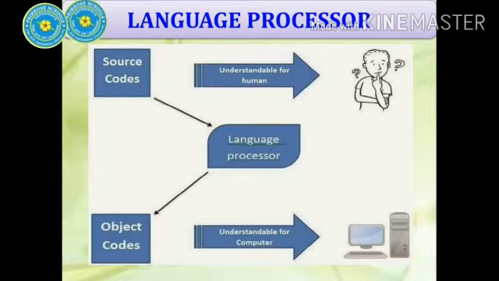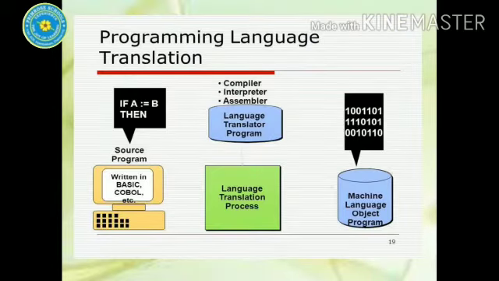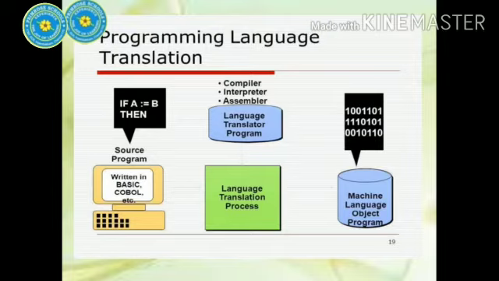Therefore, source code is the code understandable for humans and machine code is the code understandable for computers. So the language translator basically translates the source code into computer-understandable machine code. In the above image, you can see that BASIC COBOL is a source program, which is a high-level language, whereas the machine language is an object program written in terms of zeros and ones. So in the middle we have the language translation process done by the language processor.